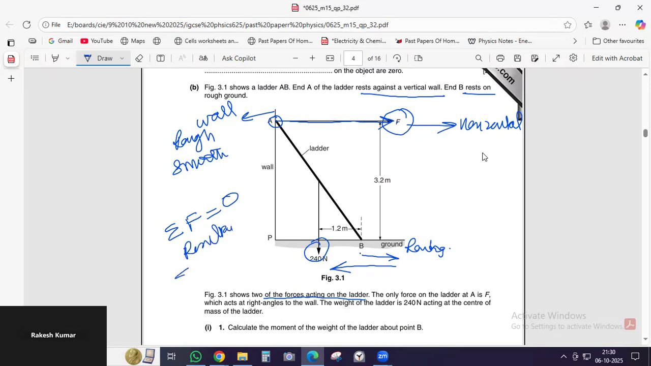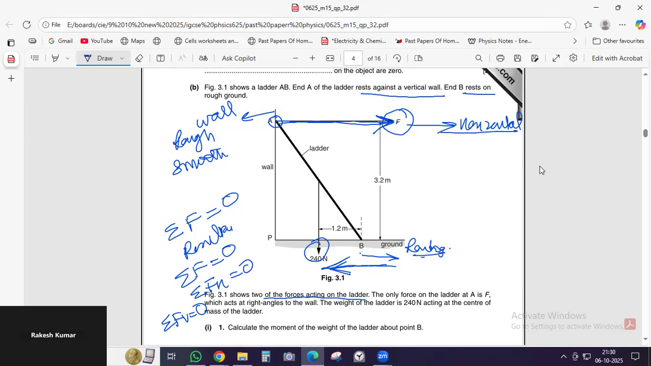Now, when you say the sum of all forces is zero, it means the sum in the horizontal direction is also zero, and the sum in the vertical direction is also zero. So what is happening is there's a force acting here. So this is a horizontal force. There must be another force which acts. So there will be a force here because this is rough.